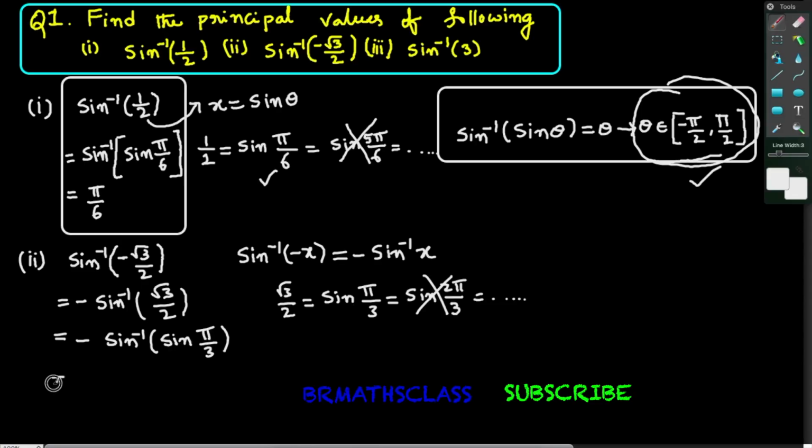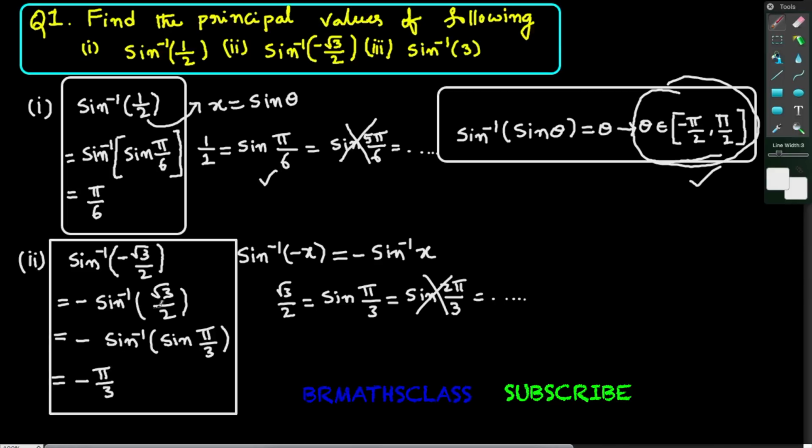Now you see here, this minus will be as usual. Other than this minus, this is of the form sine inverse of sine theta. What is the formula for sine inverse of sine theta? Theta, when theta belongs to the closed interval minus pi by 2 comma pi by 2. Now pi by 3, 60 degrees, is there in this interval. So sine inverse of sine pi by 3 is pi by 3. So the principal value of sine inverse of minus root 3 by 2 is minus pi by 3.